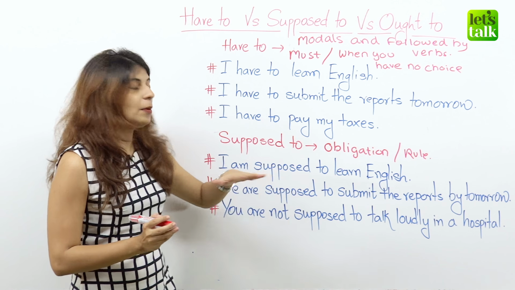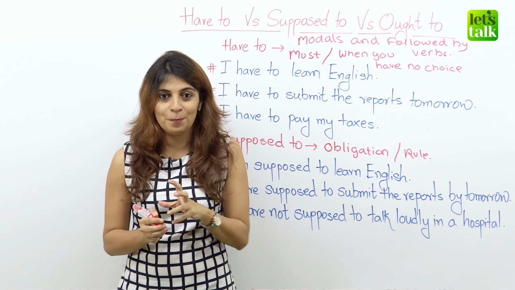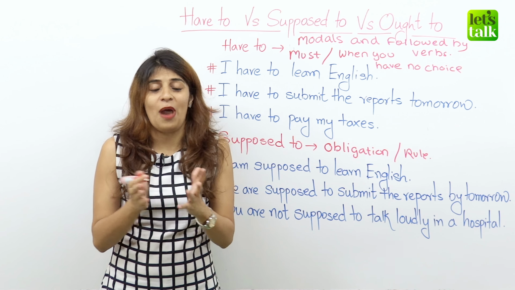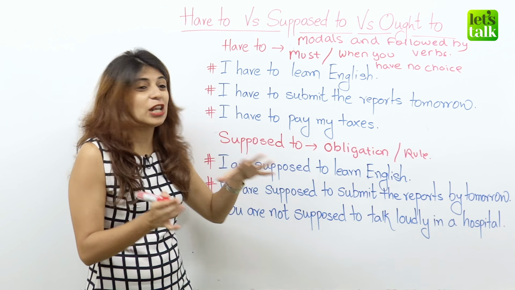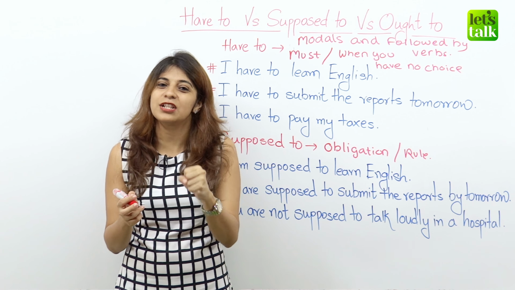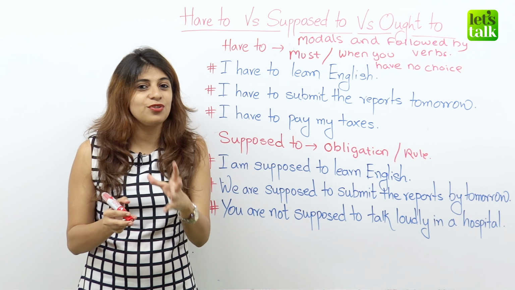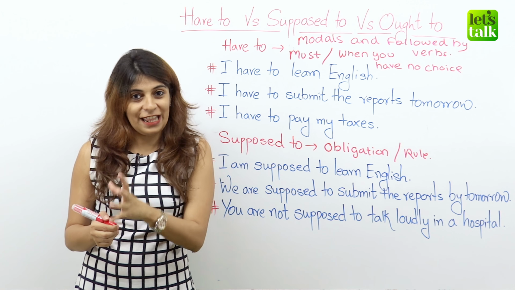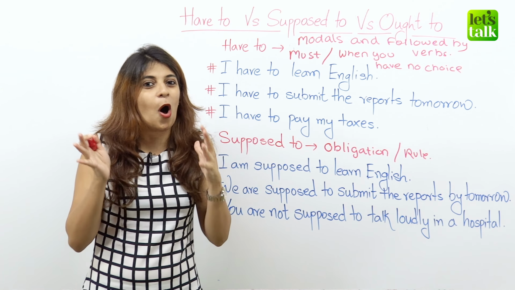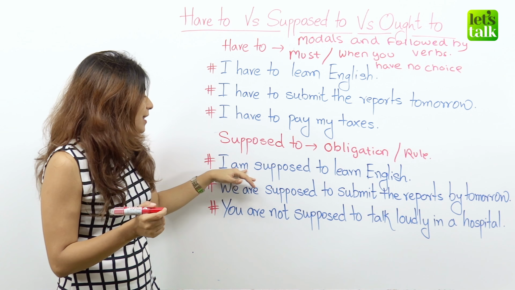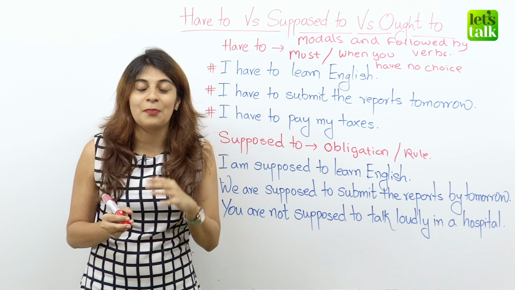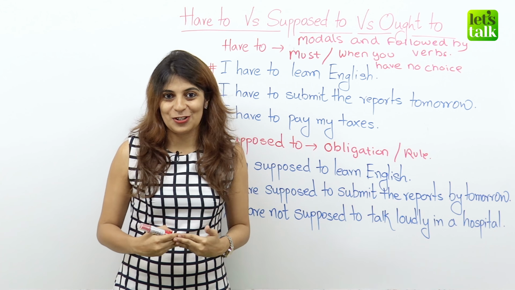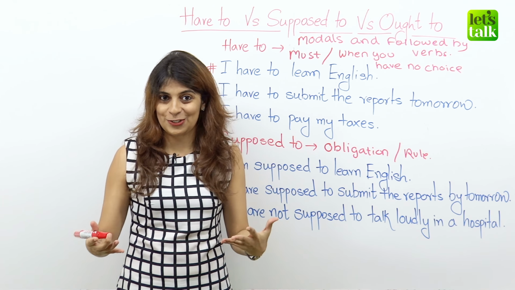Now here probably you have taken up a job and you have a choice, but it's more like an obligation where your boss has said that, you know what, if you want to do well in your career, it's important for you to learn English. So it's more like an obligation to you, and that's why you use the words supposed to. So I'm supposed to learn English. It's more like an obligation.